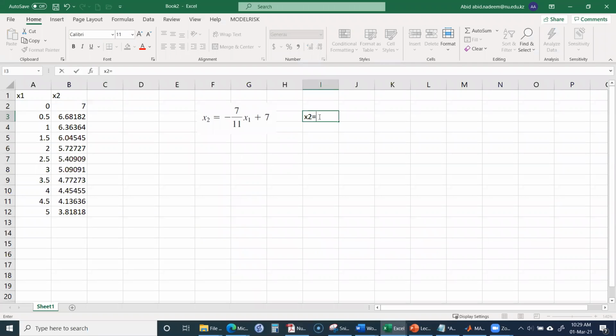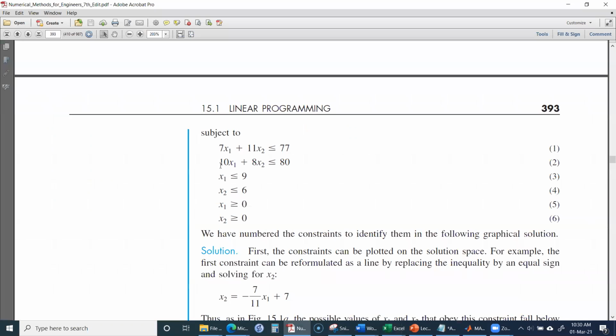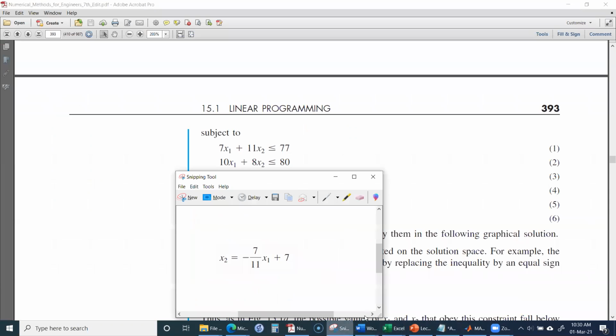x2 will be equal to minus 5 by 4 x1 plus 10. Can we represent it like this, minus 5 by 4 x1 plus 10? Because you see that the second equation is this. Yeah, the second equation is this.